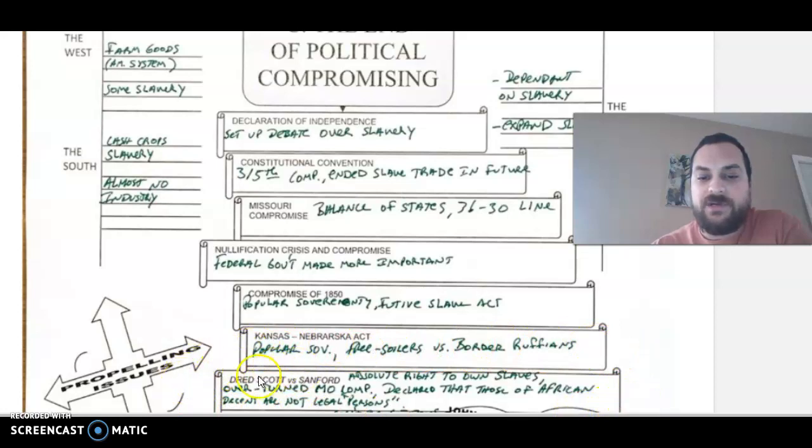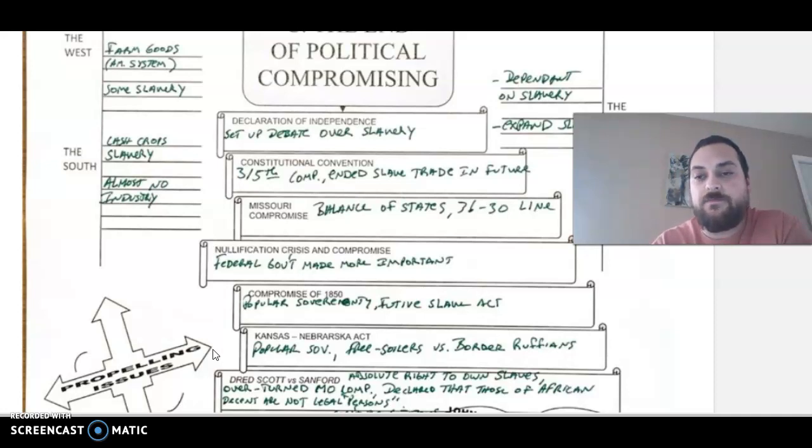last straw was this right here, the Dred Scott decision, which you just read about. It said that there was an absolute right to own slaves, which means the Missouri Compromise had to be overturned because slavery should be legal in every state, according to this theory. It declared that anyone of African descent could not be a legal person, meaning they basically were not recognized as a legal human being. And as such, they could not be citizens.